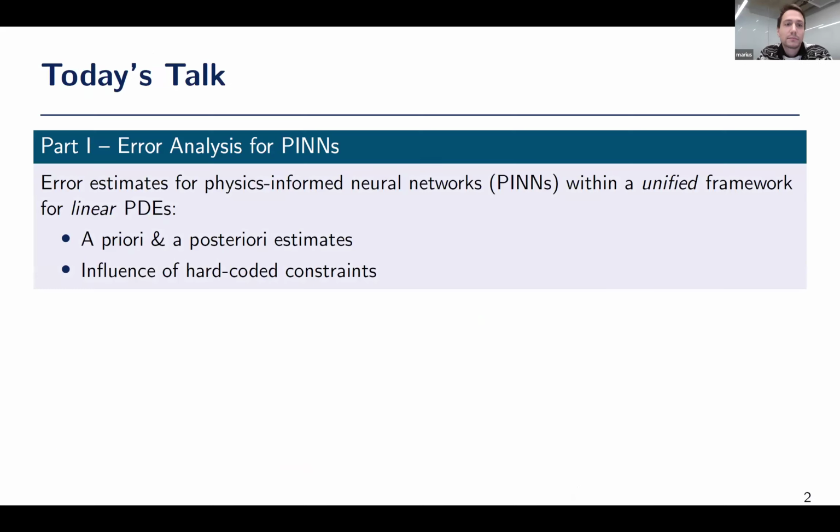So today my talk will consist of two parts. I will start with an error analysis for physics-informed neural networks, or PINNs for short, where I'll focus on a framework for the analysis of linear PDEs. We're going to derive a priori and a posteriori estimates and have a look at the influence of hard-coded constraints, meaning boundary constraints that are exactly enforced in the ansatz, or divergence constraints or initial constraints.